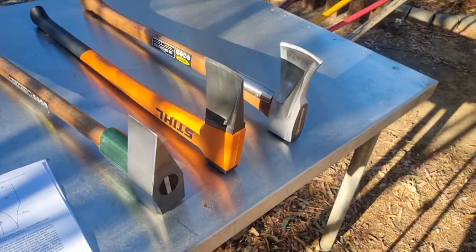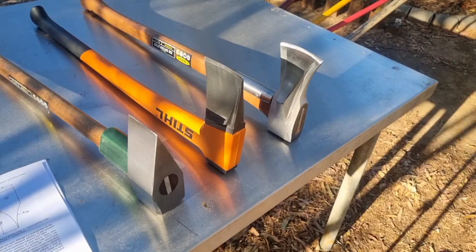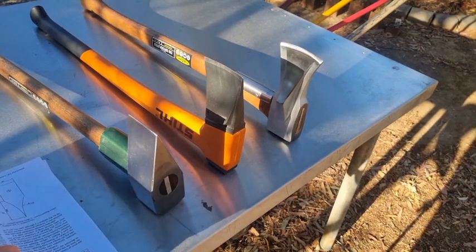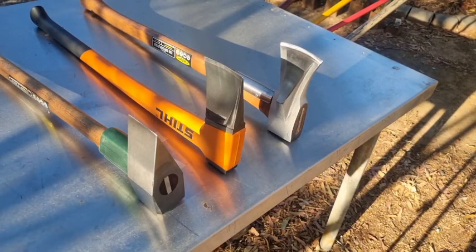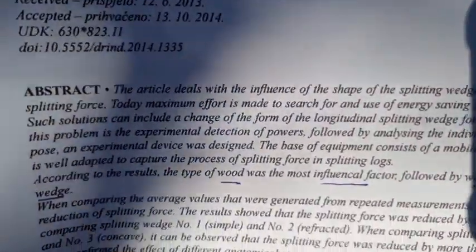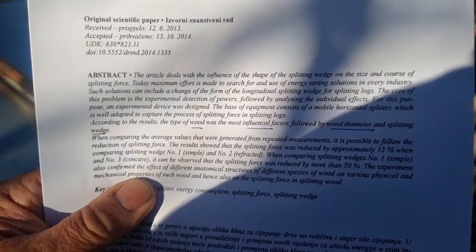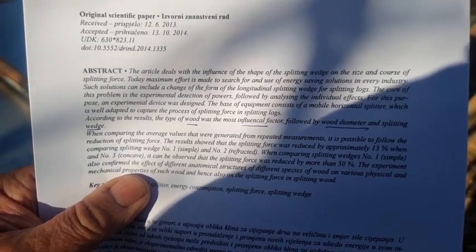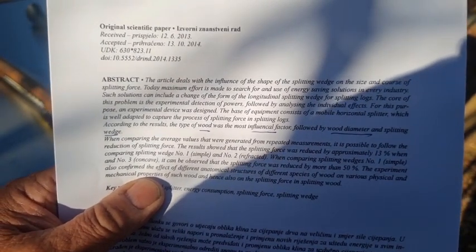So it talks about all of that, but interesting enough, at the top of the heading, when you read the first part of it, the abstract. So in the abstract it says, the article deals with the influence of the shape of the splitting wedge on the size and course of the splitting force. Today's maximum effort is made to search blah blah. Anyway, it talks about energy and everything else.